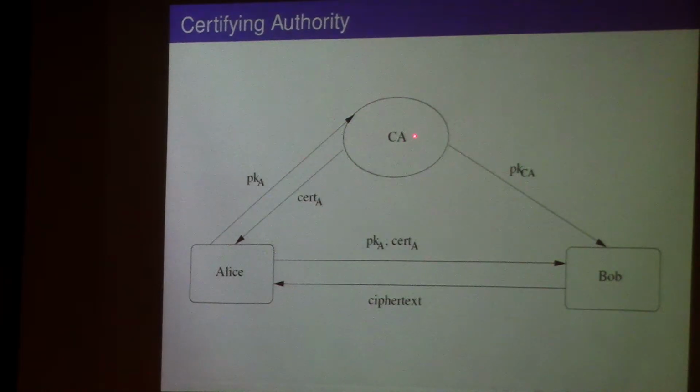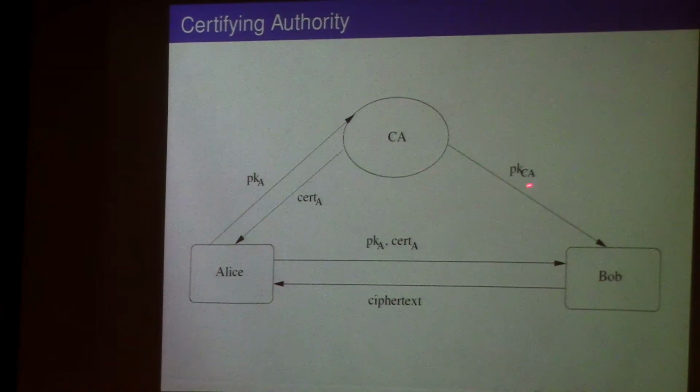The CA has its own public key and signing key. It will use its signing key to sign Alice's public key and send back what is called a certificate to Alice. The certificate will consist of many things, but essentially it is the signature of the CA on the public key of Alice. Now when Bob wants to communicate with Alice, Bob will ask for Alice's public key. Alice will send her public key along with the certificate that she has received from the CA. Now Bob has the public key of the CA. So this must be an authenticated channel. Bob somehow has to trust the public key of the CA.